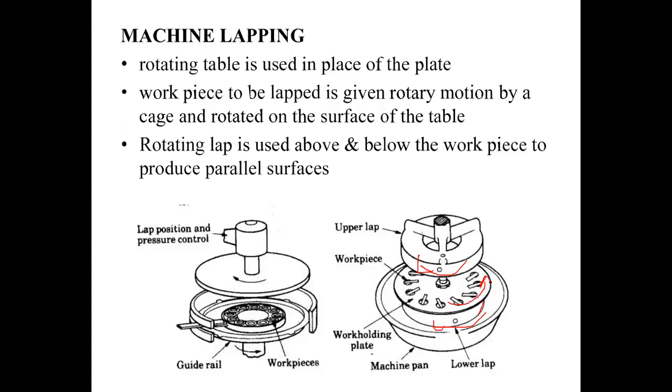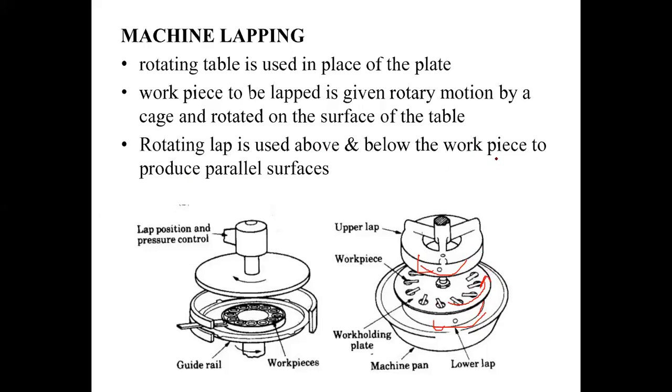Depending upon the accuracy and the time, if the workpiece is stationary and this is rotating, your material removal, or cutting process, is faster. But if both are rotating, this in this direction and this in the other direction, the relative velocity is very high, and your machining time is drastically reduced. Depending upon applications, you can choose different kinds of machines. Rotating laps are used above and below, and the workpiece is kept in between.